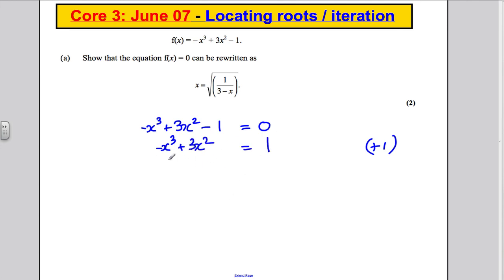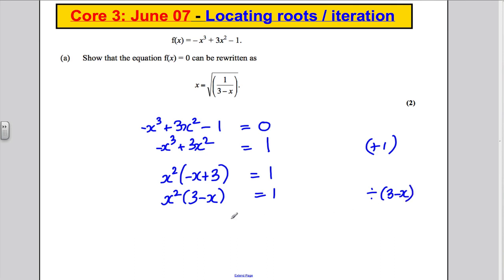Then I could factorise the left-hand side, and let's say I'm going to factorise out an x squared. And that's negative x plus 3 is equal to 1. Or rewriting that a bit neater, that would be 3 subtract x is equal to 1. Divide both sides by the 3 subtract x, and I would have x squared is 1 over 3 subtract x. And taking square roots of both sides, I would get the square root of 1 over 3 subtract x, as required for our 2 marks.